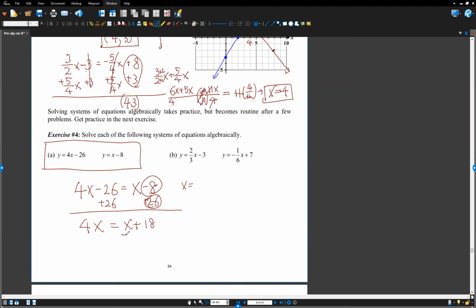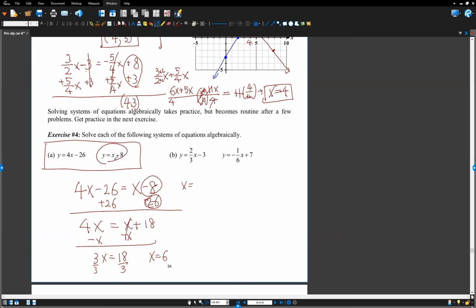When you're over here, I miscalculated. Negative x, another negative x. On the left-hand side, you got 4x minus x is 3x. That is equal to 18, right? When you divide by 3 on both sides, x equals what? 6. Yeah, x equals 6, right? So when x equals 6, what is the value?